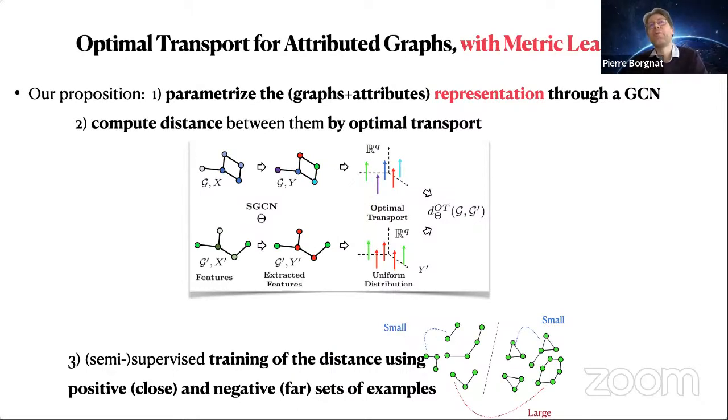We decided to compute the parameterization of the combination of graphs and attributes by using a graph convolutional network, and to try to use the simplest version that was efficient enough for our need. Then we use optimal transport, but a reduced version of optimal transport where we compute that only in one dimension by projecting, so-called sliced optimal transport. And then if we combine these two elements, 1 and 2, we are able to do the supervised training of the distance using positive and close examples in our training set.